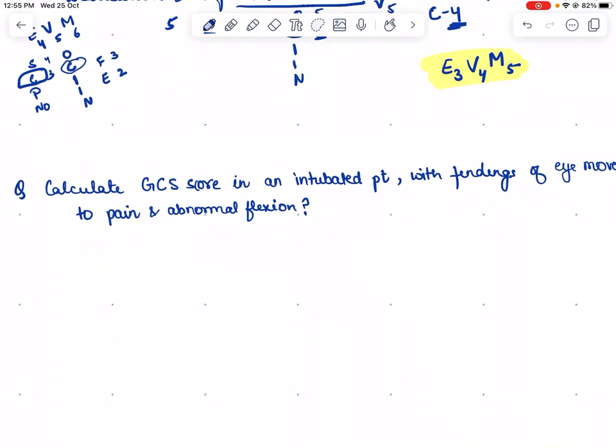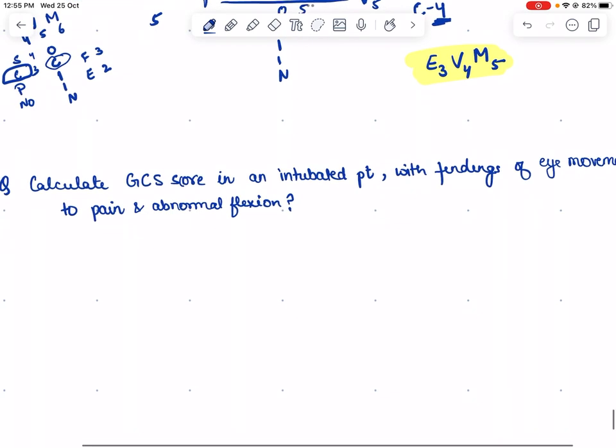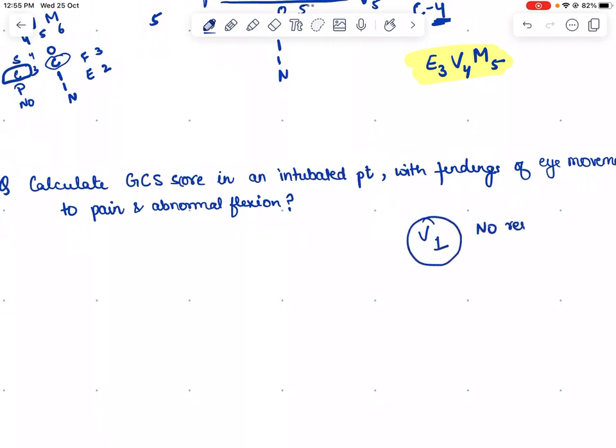So in this question, calculate the GCS score for the intubated patient with findings of eye movement to pain and abnormal flexion. Means he is on intubation, means there is no verbal response. How can a person speak if he is on intubation? So for intubation the person is not going to speak, so for verbal there is no response. Okay, so in this we used to put V1.